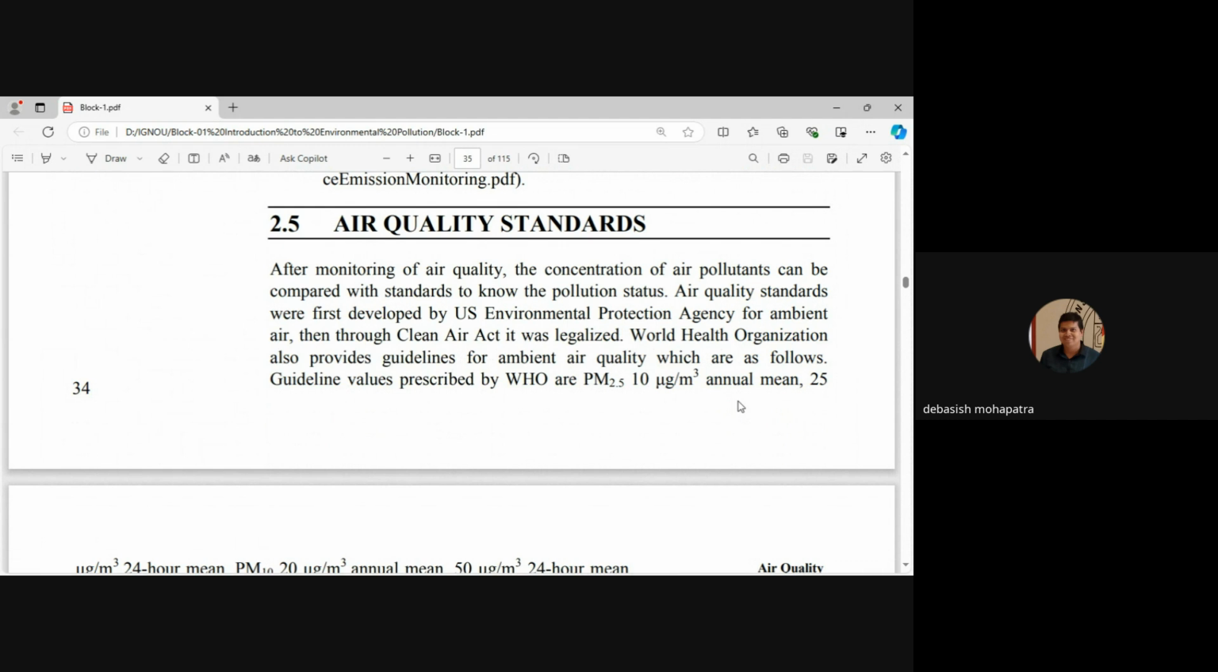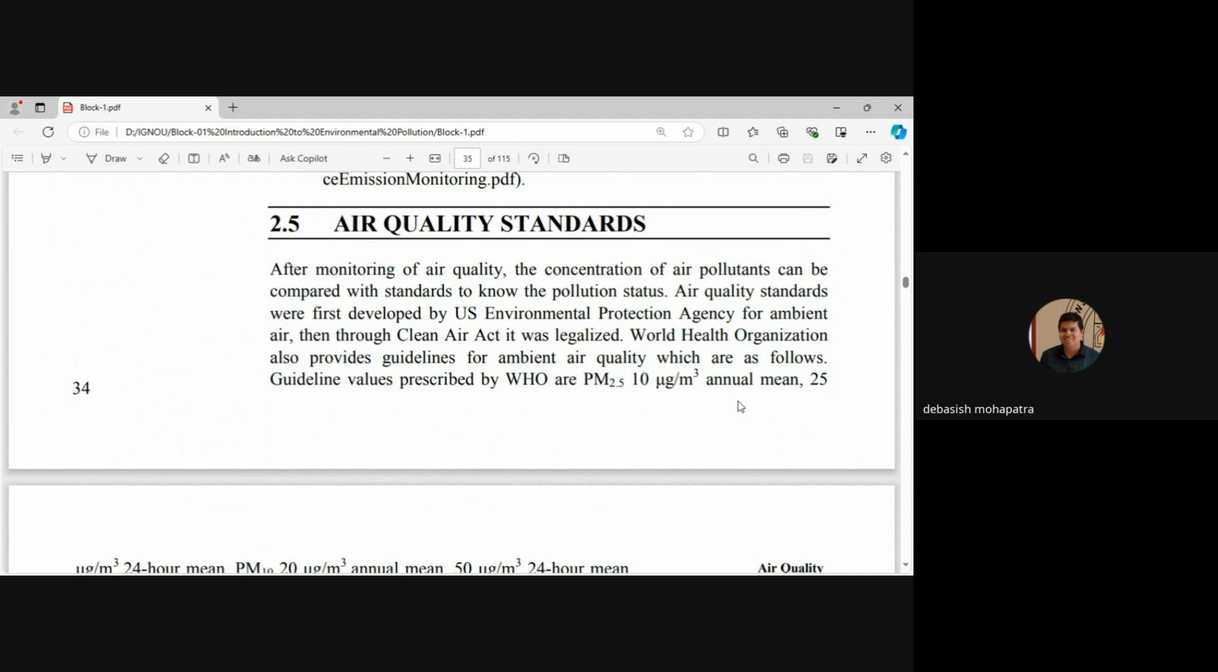Then why air quality standards? After monitoring of air quality, the concentration of air pollutants can be compared with standards to know the pollution status. So air quality standards were first developed by US EPA, or US Environmental Protection Agency, for ambient air. Then through the Clean Air Act, it was legalized. WHO also provides guidelines for ambient air quality, which are as follows.